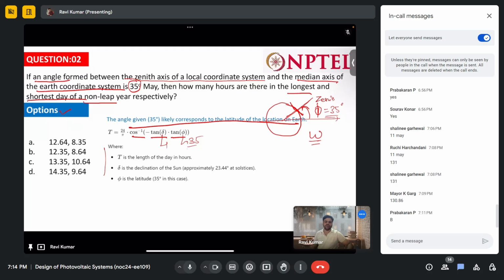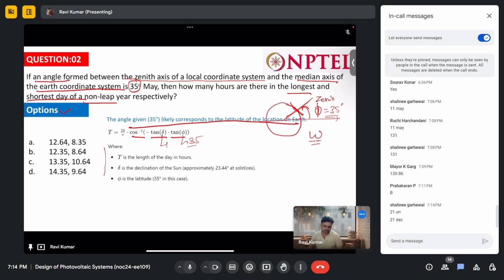Okay, when is the longest day at your place? Is it in Jan, Feb, May? When is it there? Summer, winter? 21st June. Okay. And when is the shortest day? 21st July, December. December. Yes, Salini.